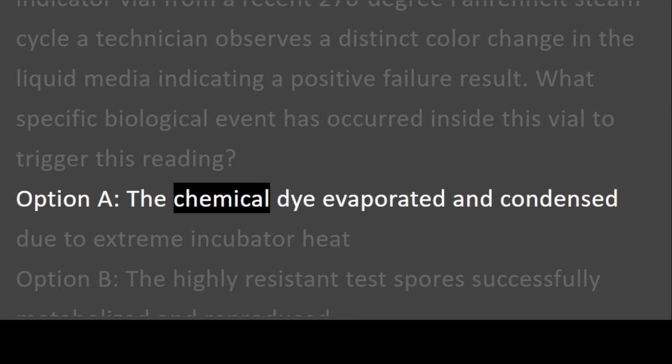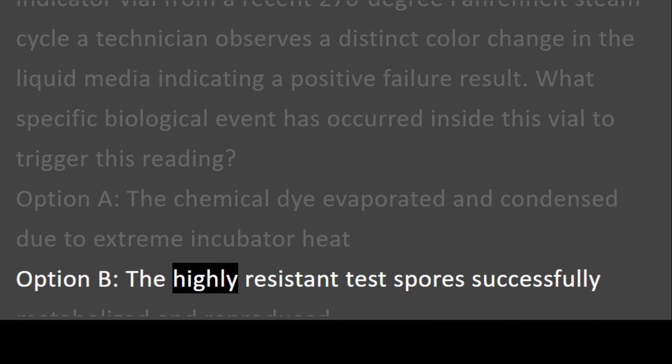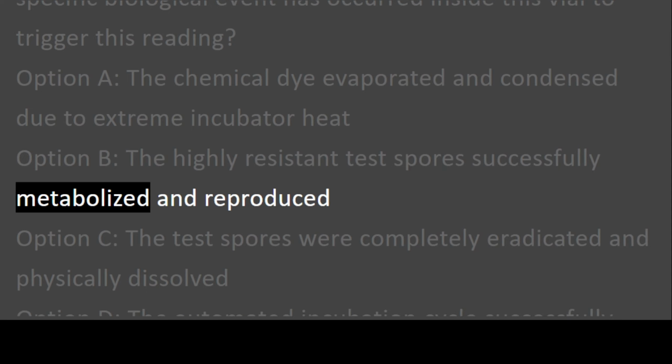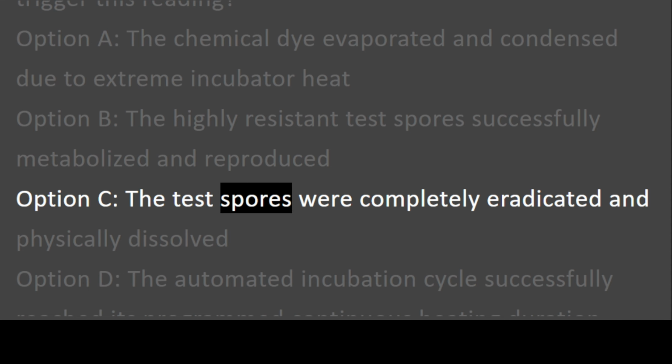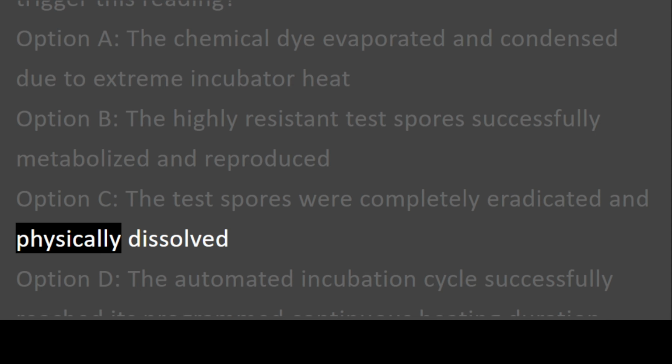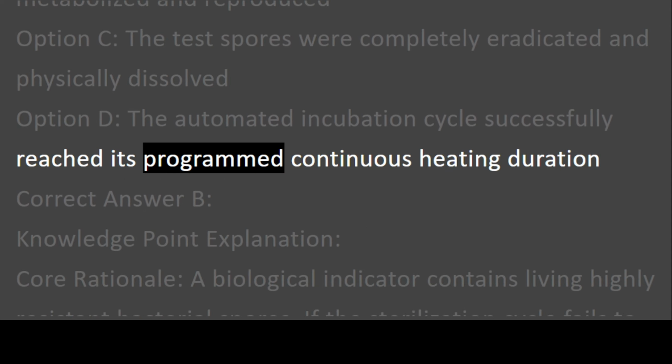Option A. The chemical dye evaporated and condensed due to extreme incubator heat. Option B. The highly resistant test spores successfully metabolized and reproduced. Option C. The test spores were completely eradicated and physically dissolved. Option D. The automated incubation cycle successfully reached its programmed continuous heating duration.